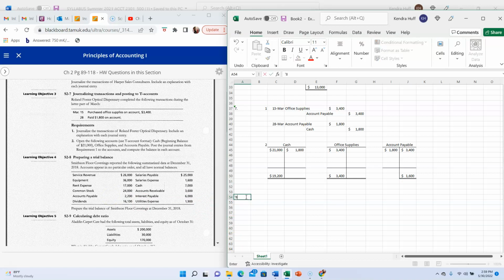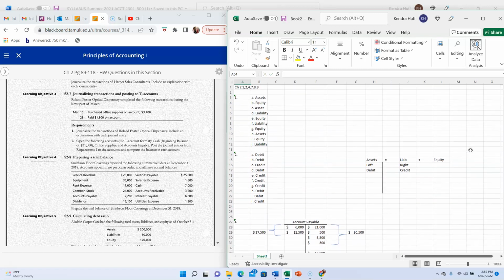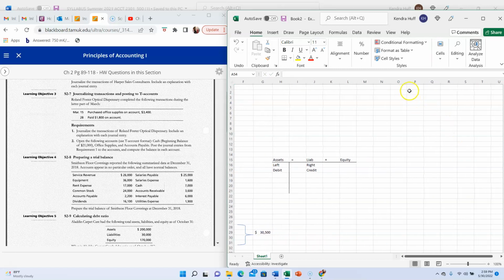All right, a trial balance is just a listing of all the accounts and their balances. So I'm going to have, you know what? I'm actually going to come over here and do it. So that way if I widen any columns, it doesn't change anything.